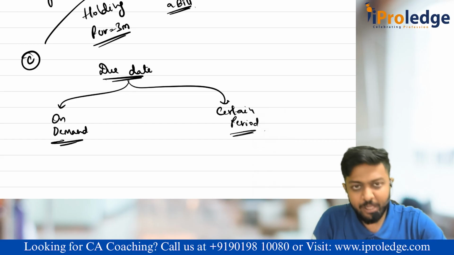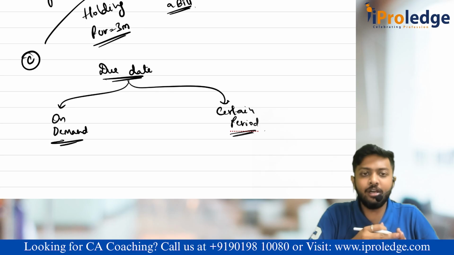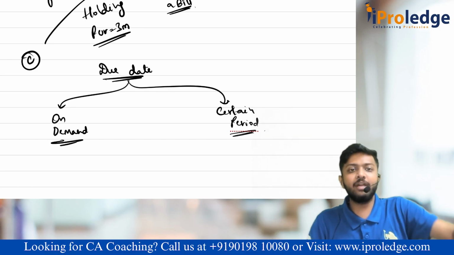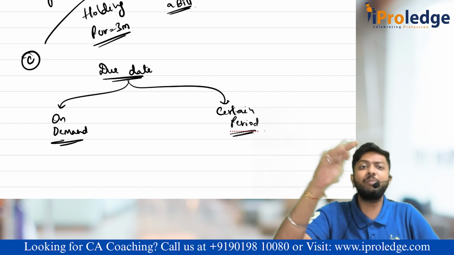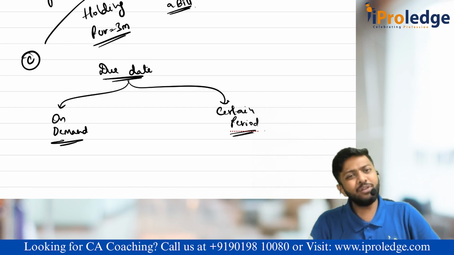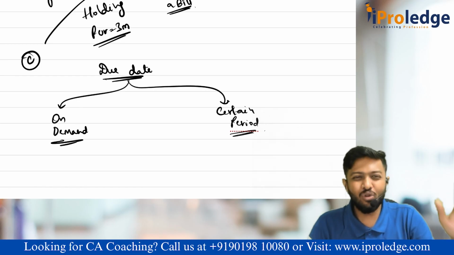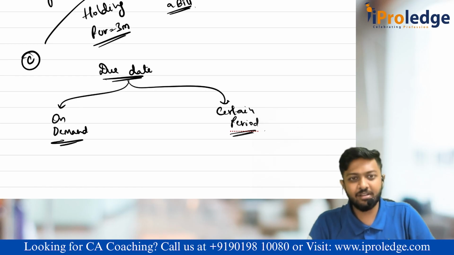On demand, what is that? That means the drawer has drawn a bill on the drawee. Whenever the drawer demands, the drawee is supposed to pay money. Correct. Now, do you think here due date and all will be there? No. Whenever the drawer demands, he has to give. So there is no question of due date, nothing is there.